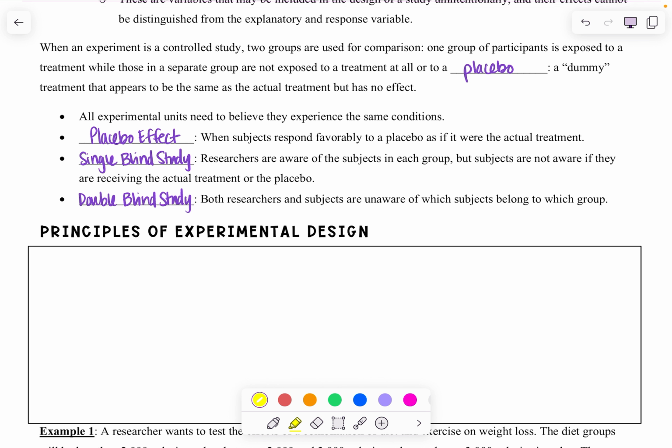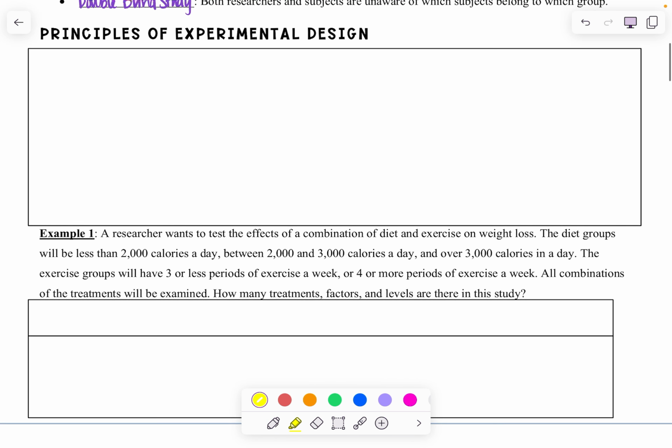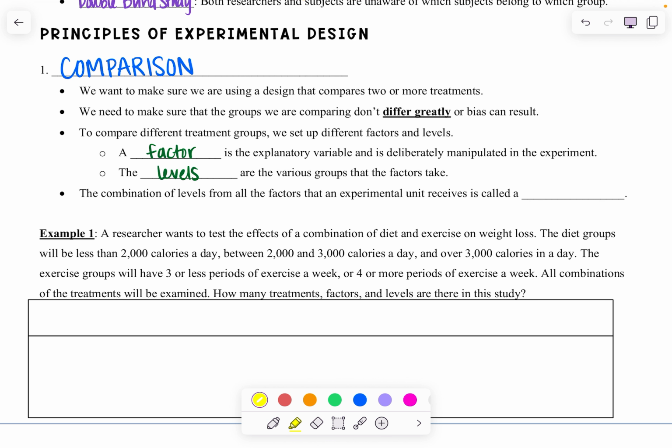I'm sure you've heard those terms before in one of your many science classes, but it still applies in experiments and stats. Now, for experimental design, there are a couple of things that you have to have. There are 4 elements that have to be a part of your experimental design, and the goal of this is to establish cause and effect. So if I want to be able to say that my explanatory variables are causing this response, I have to have these 4 things. The first thing that I have to have is comparison.